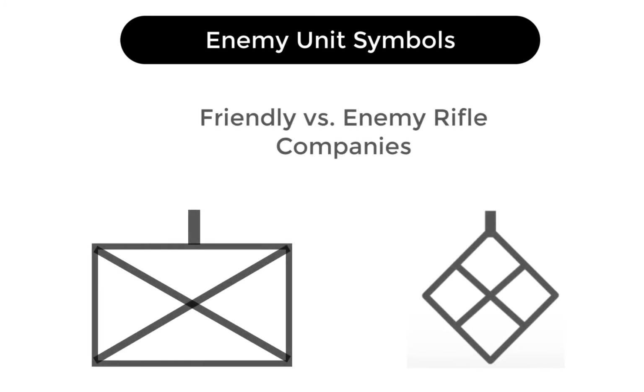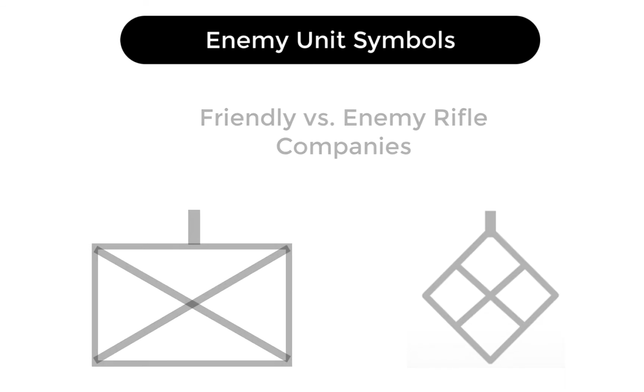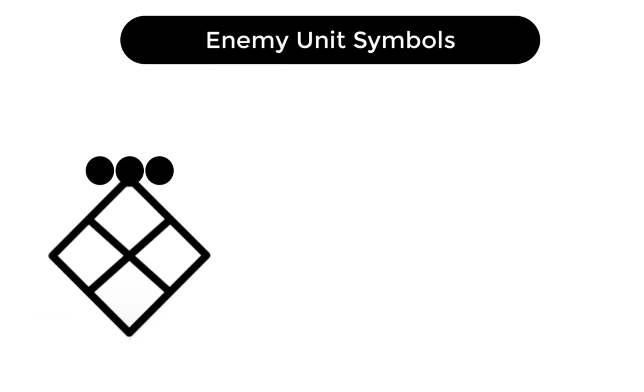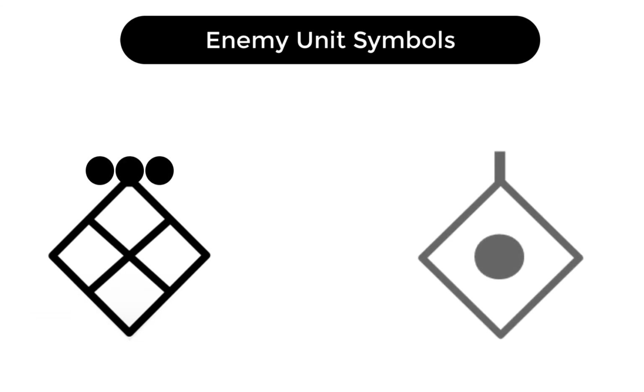Now we can turn our attention towards enemy unit designators. Enemy units follow the same design scheme as friendly units, except that they will be in a diamond as opposed to a rectangle. For example, an enemy infantry platoon would be denoted like this, and an enemy artillery battery would look like this.